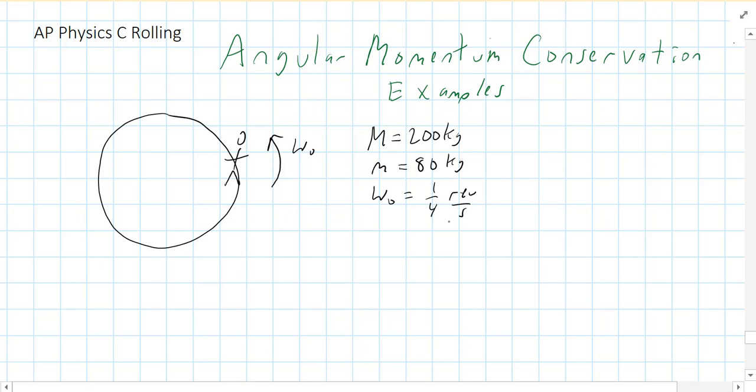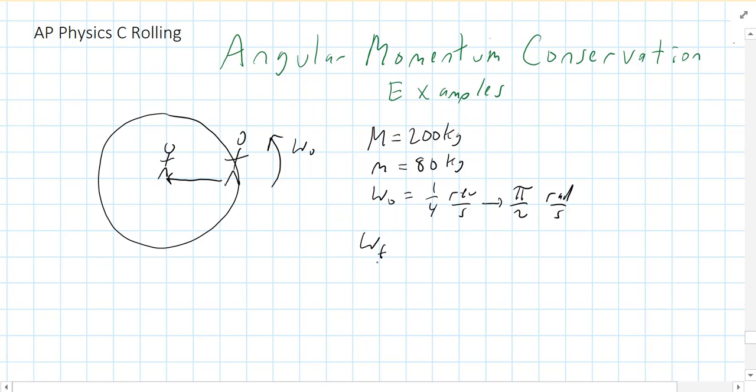So it's taking 4 seconds to do one revolution, which equates to, if you multiply that by 2 pi radians in one rev, pi over 2 radians per second. So that's your starting angular velocity. Here's what I want to figure out. You're going to start at the outside and you're going to walk until you're at the dead center. What I want to find is, when you're at the dead center, what is your omega final? How fast is the merry-go-round moving then?